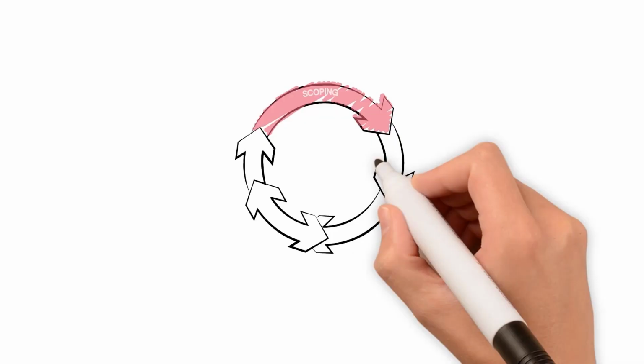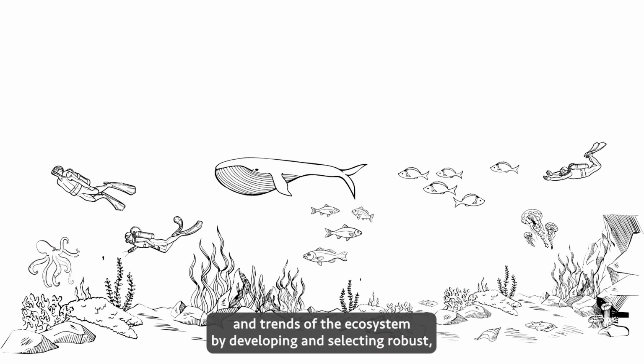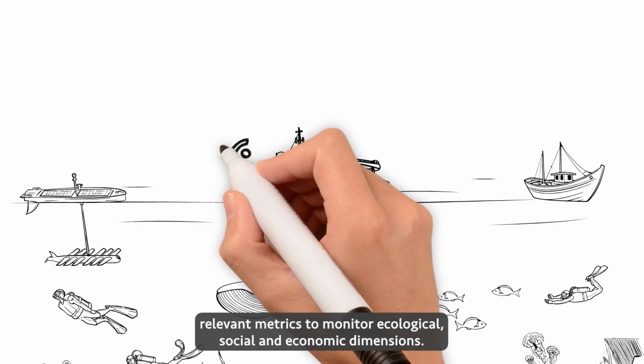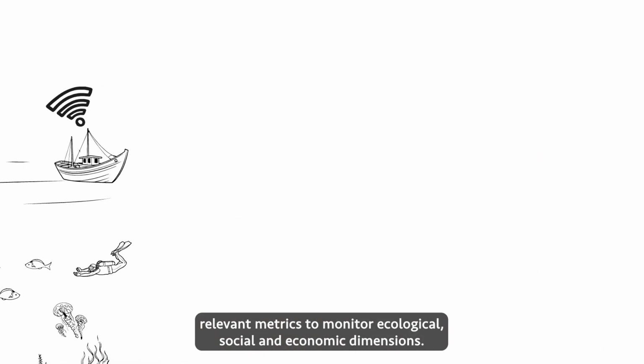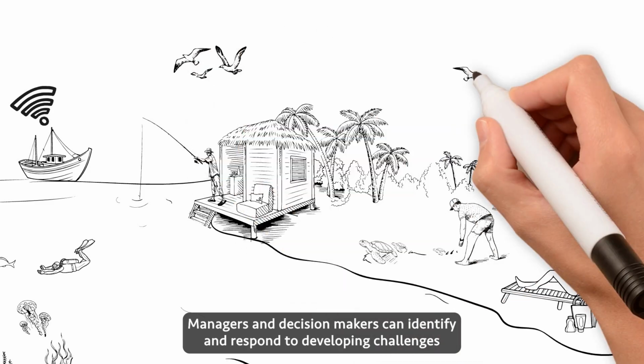ecosystem services. The indicator development phase is crucial for monitoring the health and trends of the ecosystem. By developing and selecting robust, relevant metrics to monitor ecological, social and economic dimensions, managers and decision makers can identify and respond to developing challenges in an informed and timely manner.